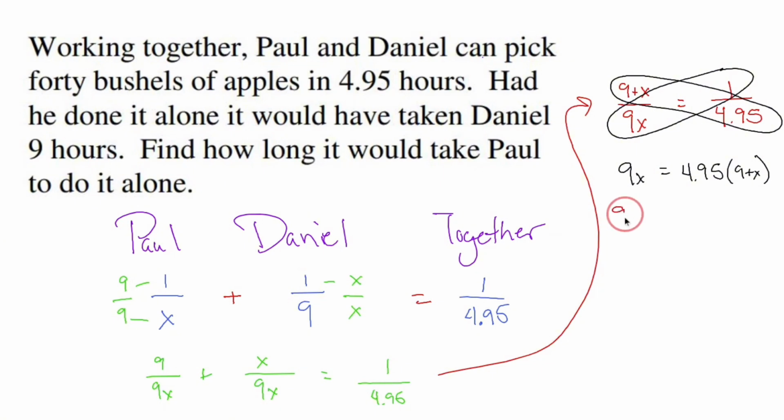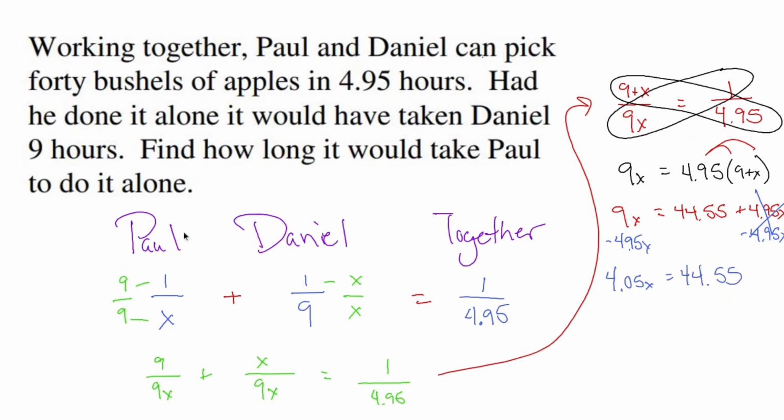So that doesn't change the left side, but the right side becomes 44.55 after I multiply 4.95 times 9, plus 4.95x. I have an x on the left and an x on the right. Let's get rid of the one on the right because it's more pleasant. Minus 4.95x, minus 4.95x. Cross you out. 9x minus 4.95x is 4.05x. Use a calculator.